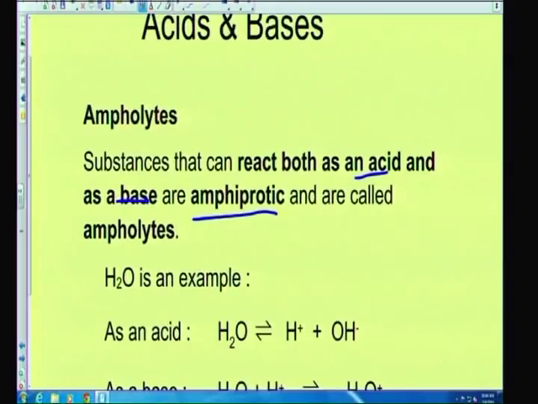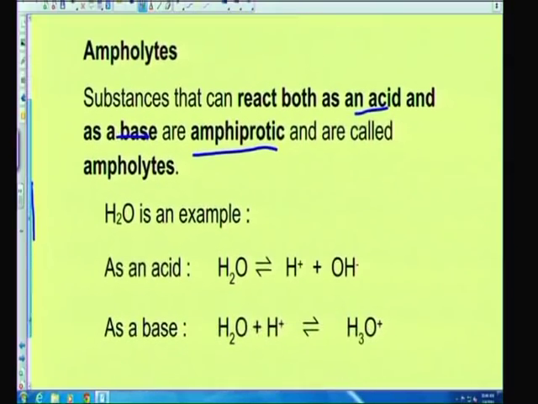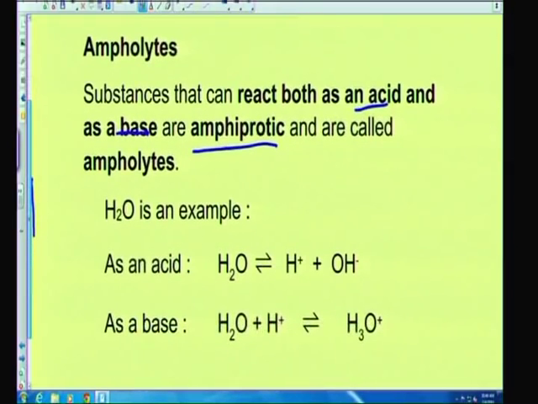Amphiprotic species can be an acid or a base, so they're also known as ampholytes. Let's have a look at the example of water, just to remind you. We start with water, and it breaks apart to form a hydrogen ion, where it's donated its hydrogen ion. What's left behind? The hydroxide.